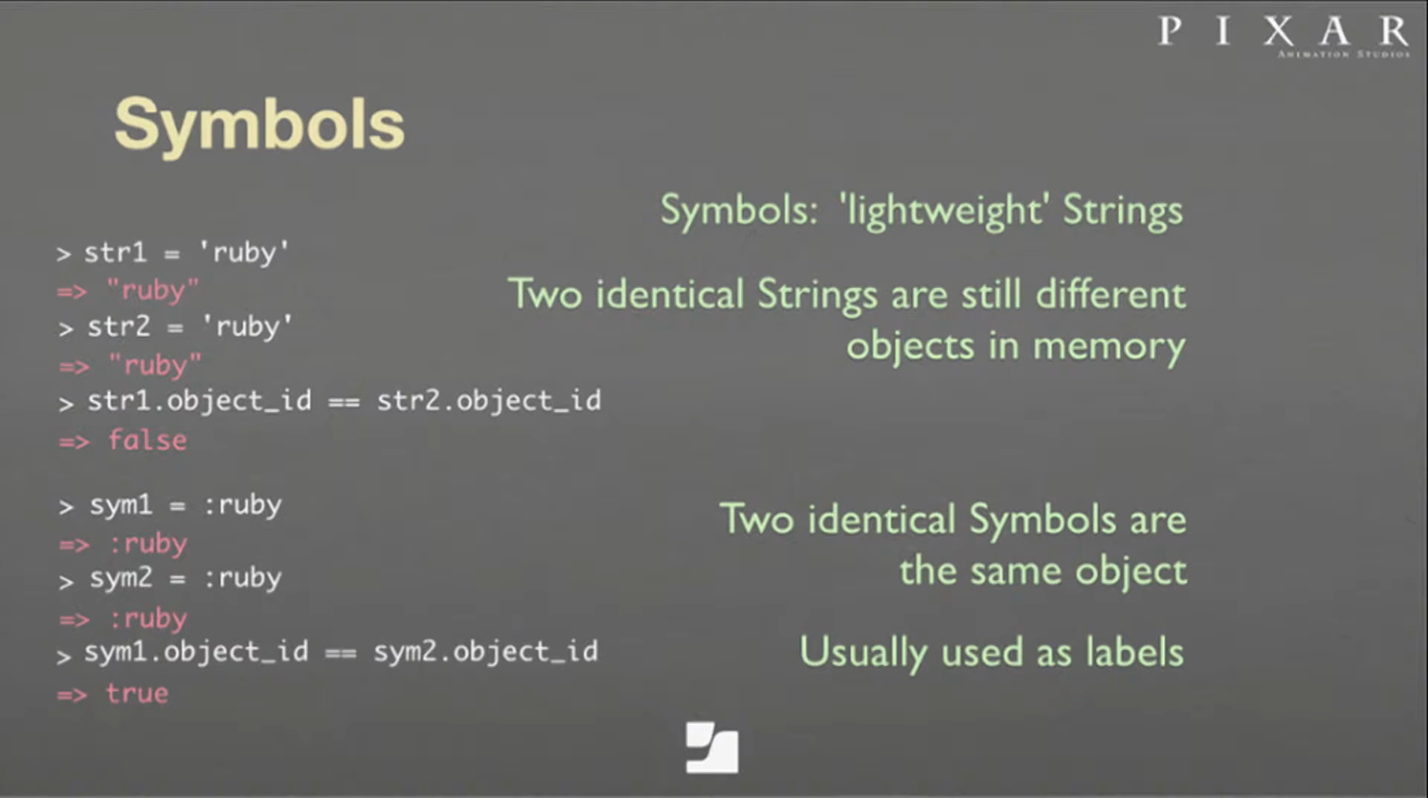So it makes them very useful as labels, and once we talk about hashes in a moment, you'll see exactly why they're so useful. But you'll see them all over the place as labels, as keys to things, and just ways to identify things.